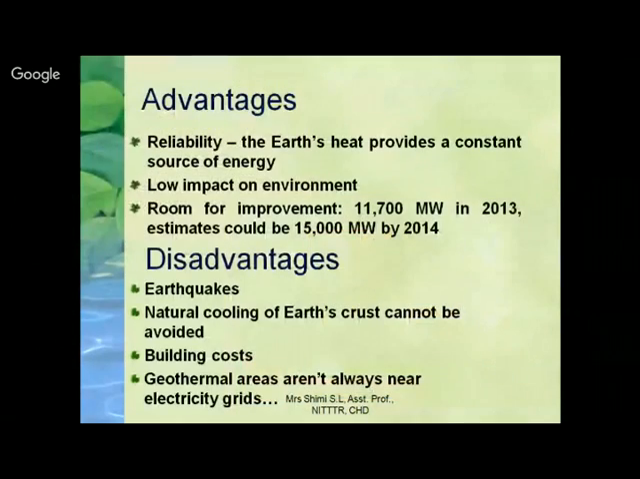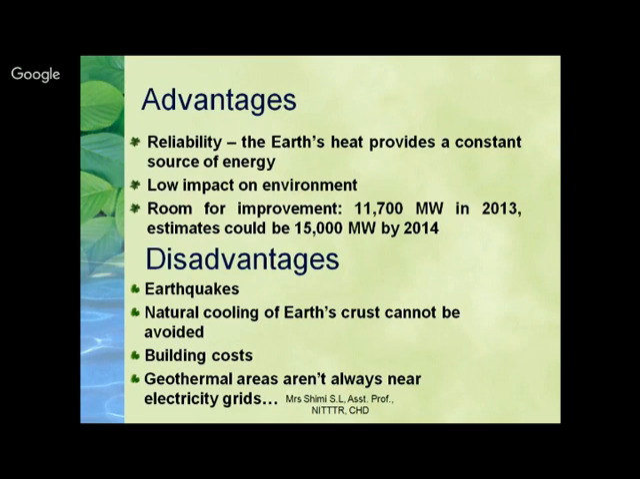Some of the advantages: it is reliable, the earth's heat provides a constant source of energy, with low impact on the environment, and there is room for improvement. I just searched: in 2013, 11,700 megawatt was installed and it is estimated that 15,000 megawatt will be there in 2014. I took this data from Google. So around 11,700 megawatt is being generated using geothermal plants.